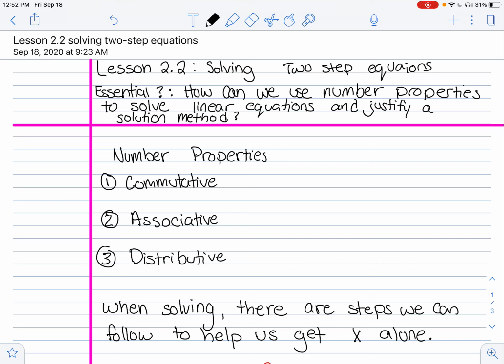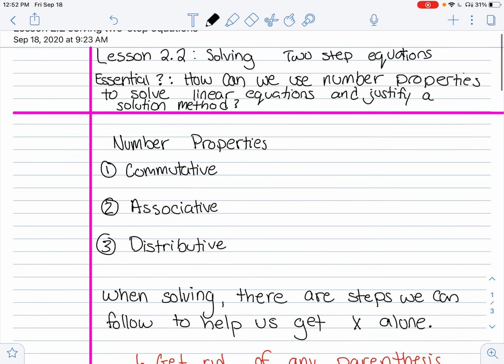I want you to go ahead and set up your Falcon notes in the correct format, and then we're going to start with our essential question: how can we use number properties to solve linear equations and justify a solution method? So the first thing I want to do is define our three number properties that we have, which are our commutative, associative, and distributive properties.